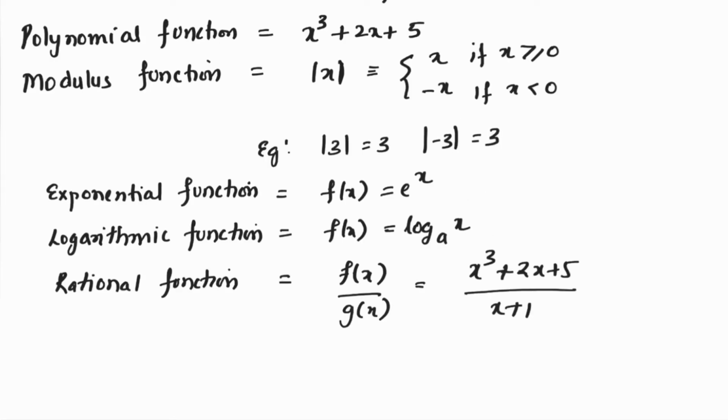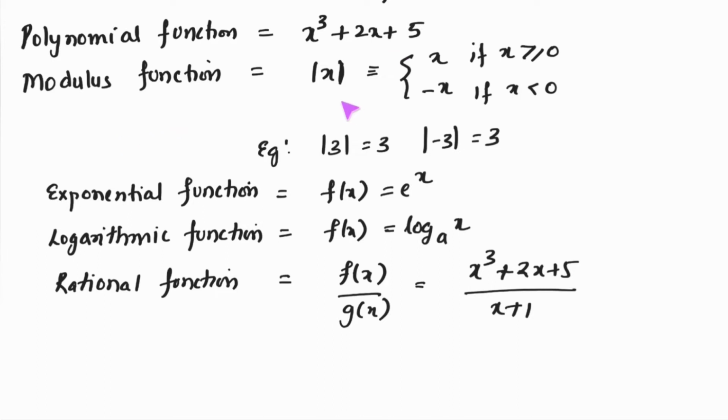There are different types of functions or expressions. One is polynomial function. Polynomial function is nothing but an expression which has multiple terms. So if you see, there are 3 terms here, x cubed, 2x and 5. So any expression that has more than 2 terms becomes a polynomial function.